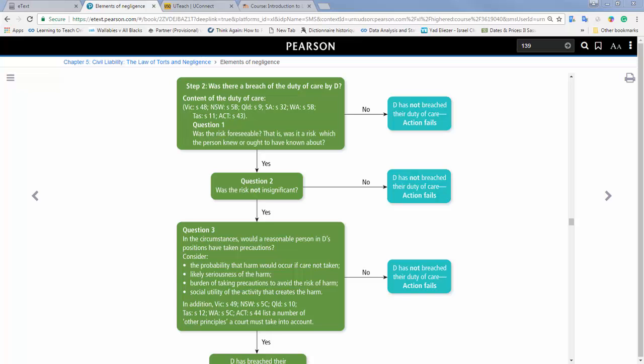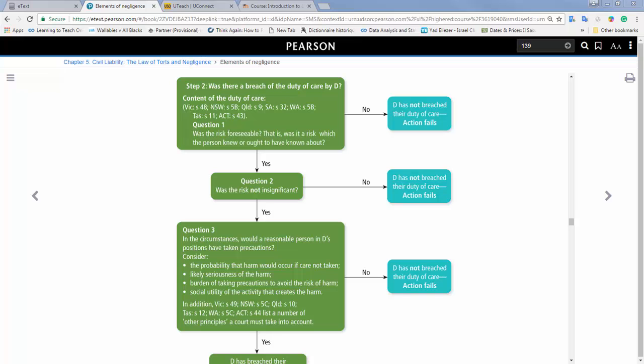So first you look at the probability. How often? Is it more or less than 50%, for example? Is it 90%? The probability that the harm would occur. Of course, the higher the probability, the more likely that the question would be answered in the affirmative, i.e., would a reasonable person in the defendant's position have taken precautions.